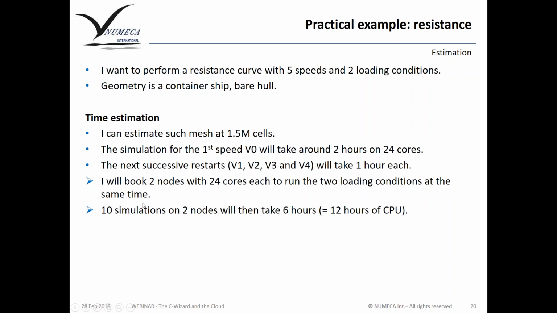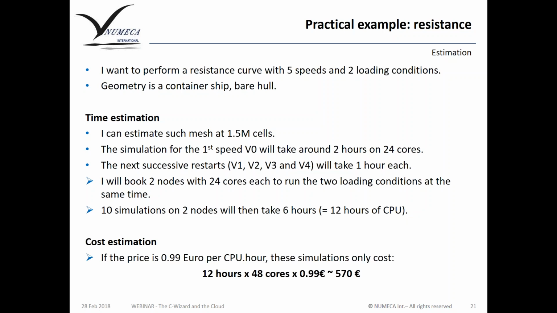So my idea now will be to book 2 nodes with 24 cores each to run the 2 loading conditions at the same time because I want a very fast turnaround time. So at the end, it will ask me for 6 hours in total. I will say the 6 hours during the day. And I will run 10 simulations on 2 nodes, which means that I'm going to use 12 hours of CPU. And this is important to convert into CPU hours because this is the base of the calculation of the price.